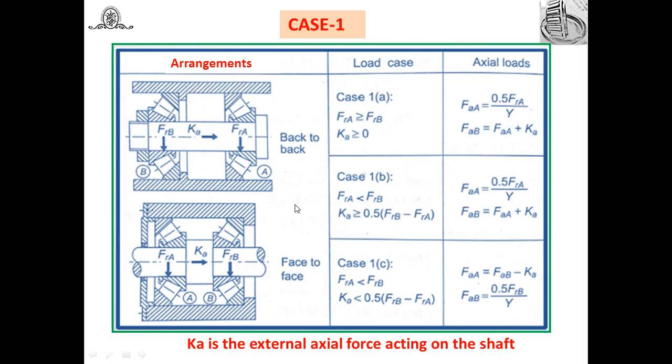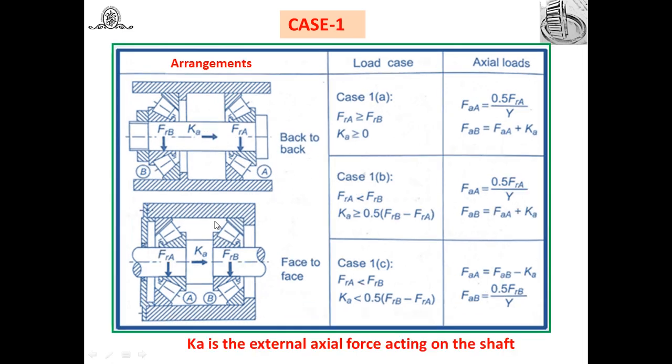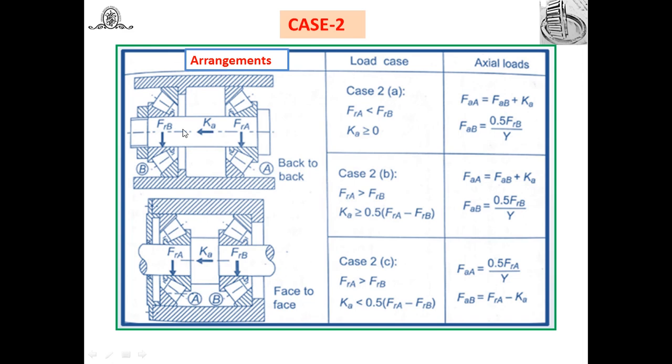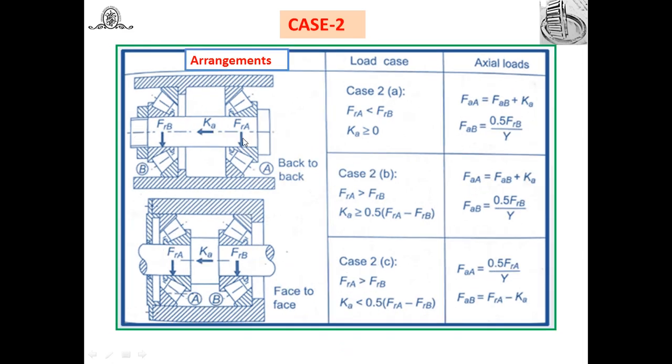That means if a helical gear is mounted on the shaft, because of the helix angle there is an axial component that you have to take into account as Ka. Try to understand. Then case 2. In case 2 you will find the back-to-back arrangement and the face-to-face arrangement. Everything is the same. What is the change here? This Ka, the external axial force acting on the shaft, acts towards the left-hand side. Look at this direction, it acts towards the left-hand side.